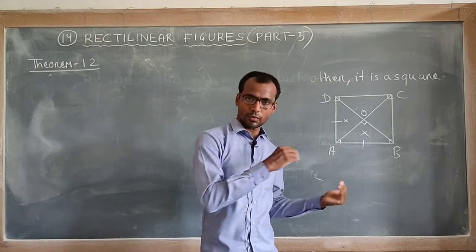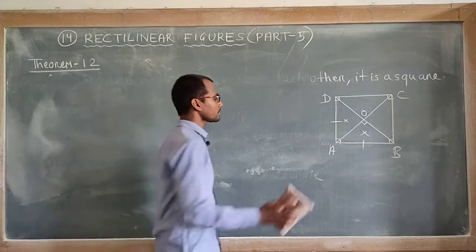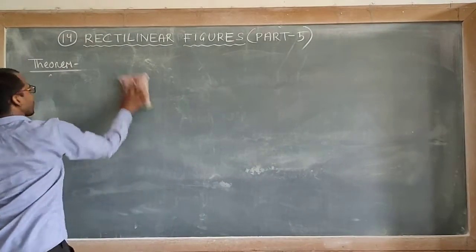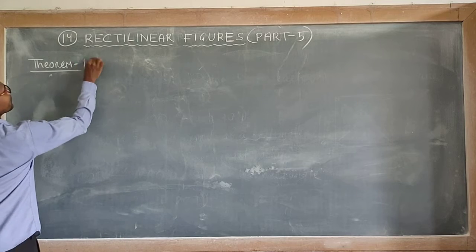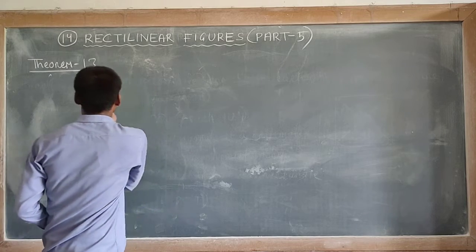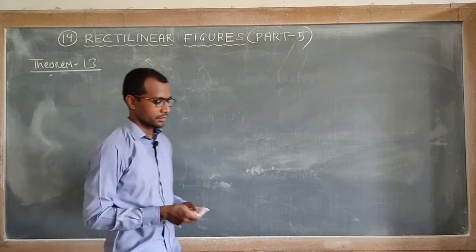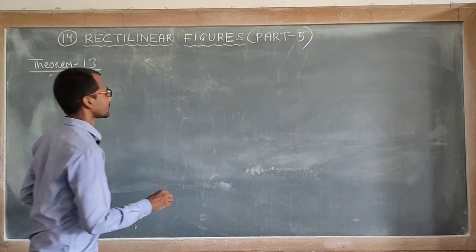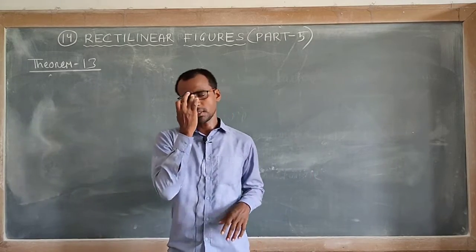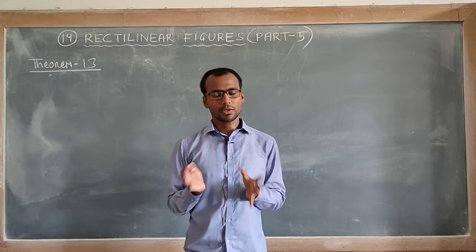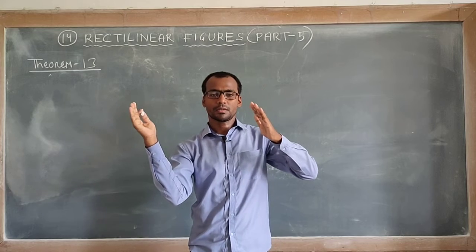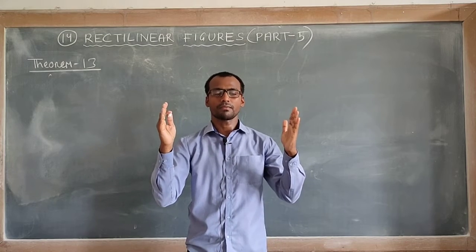Now we will move from rhombus to square. Rhombus to square, theorem number 13. The difference between a rhombus and a square is not in the sides. In a rhombus all the sides are equal, in a square also all the sides are equal. The only difference is in their angles. A rhombus is bent, a square is straight. That is the only difference.